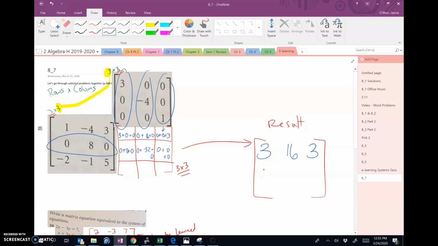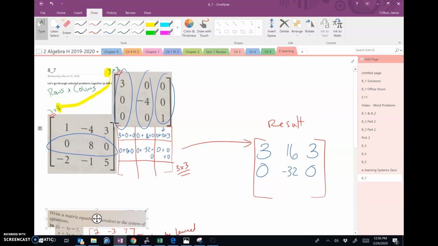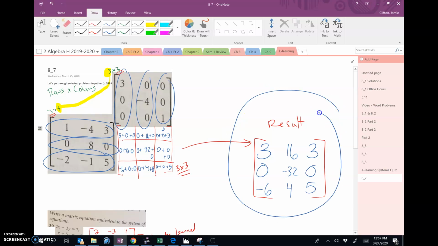The next 3 ended up being 0, -32, 0, and the last three end up being -6, +4, 5. You can see that zeros are our friend. This would have been a lot harder to do if there weren't so many zeros in these two matrices. But yeah, I went each row of the first matrix times each column of the second, all the products added, and this is my final result.